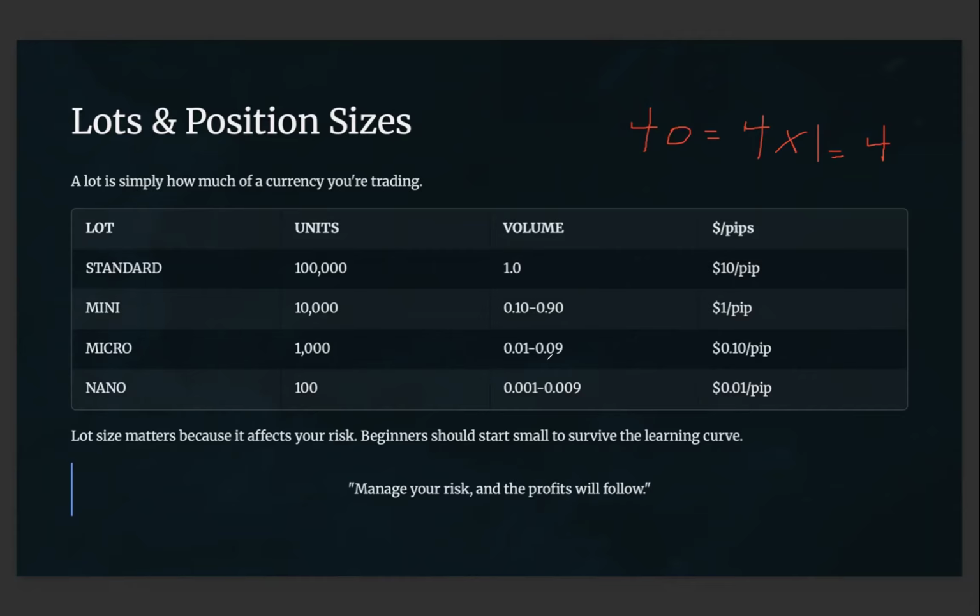Now, if you are willing to lose 10%, you can afford to use a 2. That is 0.02, because 0.02 in the real sense is a 2. With a 0.02, it means that you are doing 4, which is the 40 pip stop loss, times 2, which is going to give you 8. So it means that if you lose this trade, you'll be losing what? $8 on the trade.